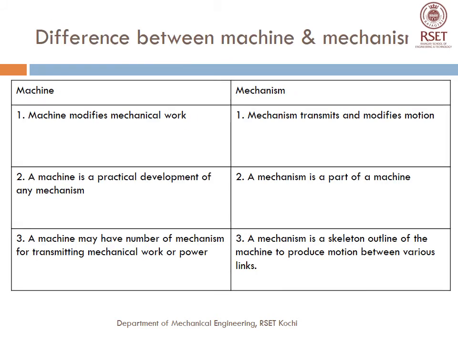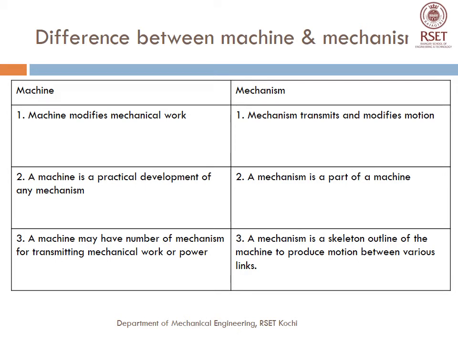What is the difference between a machine and a mechanism? We know that a machine is actually a combination of different mechanisms. So a machine actually modifies mechanical work, but a mechanism transmits and modifies motion. A machine modifies mechanical work. That means, if this IC engine is connected to a generator, we are actually changing the mechanical work to electrical energy. That is, we are converting mechanical energy to electrical energy.